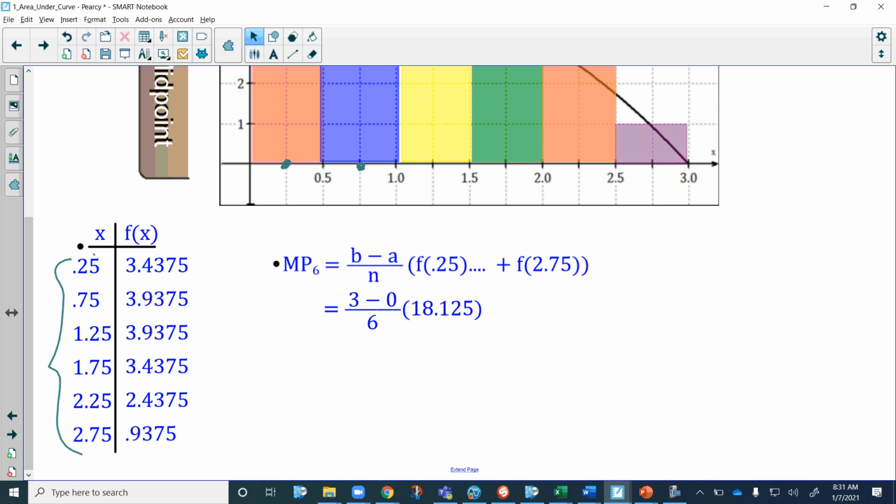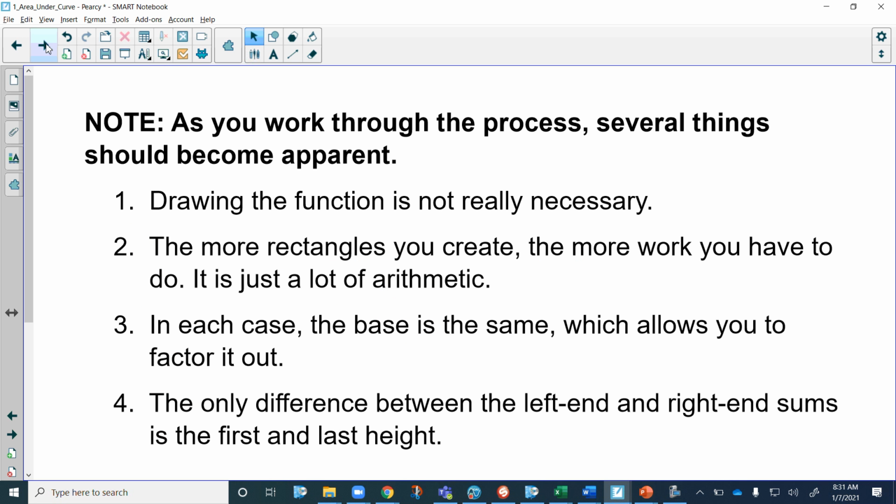So here, the sum of all of the midpoint rectangle heights, from 0.25 to 2.75, is 18. And I think that's an eighth, 0.125. And so we're going to multiply that by 1/2, and we get an approximated area of 9.0625 square units.